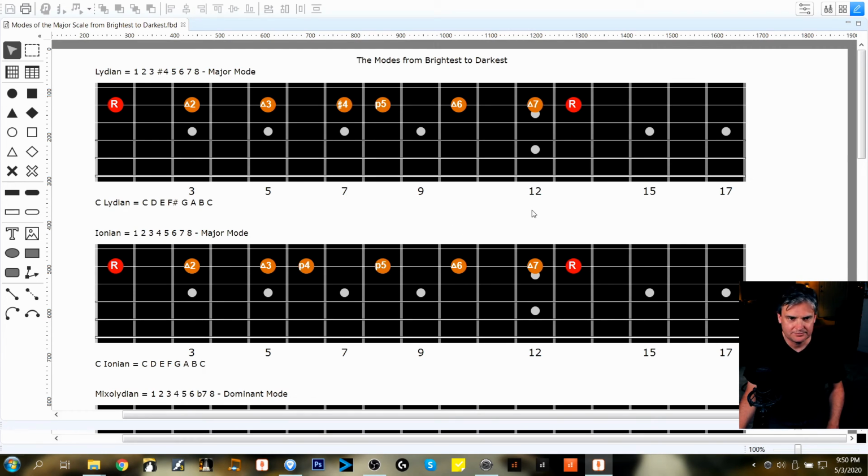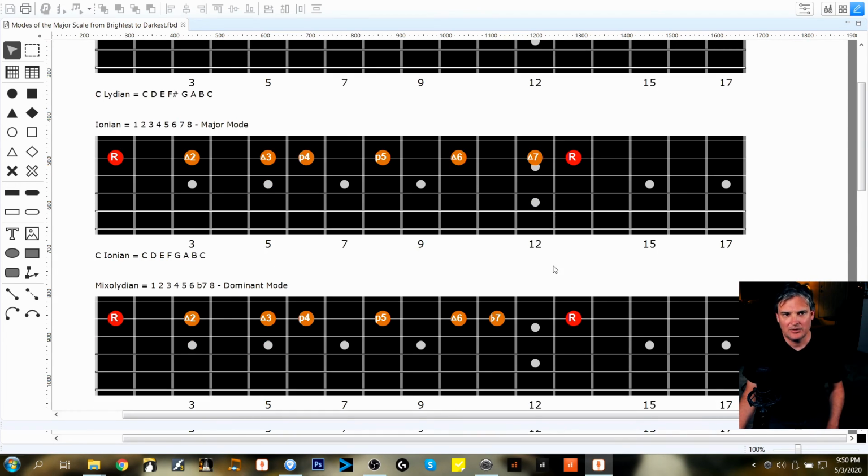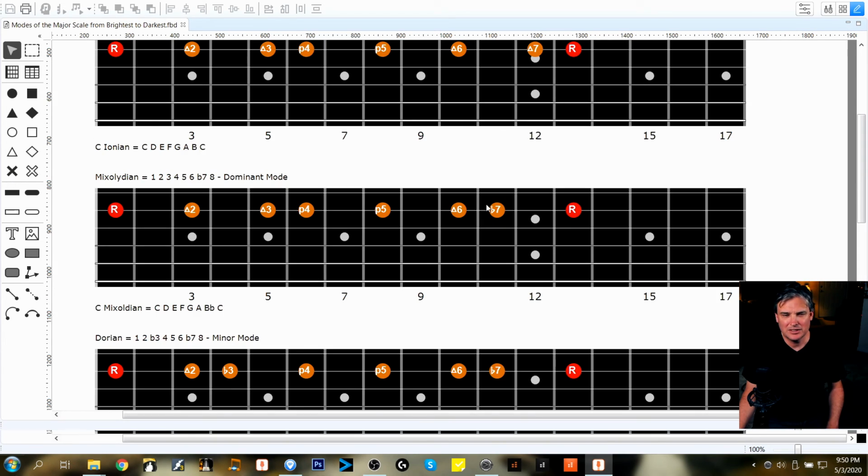Okay, so our brightest mode is the Lydian mode. Okay, then we have Ionian. Now, the mode that's darker than Ionian is the Mixolydian mode. Okay, and the Mixolydian mode is just like the Ionian mode, but it has a flat 7. So all the intervals are the same, except it has a minor 7 or a flat 7.